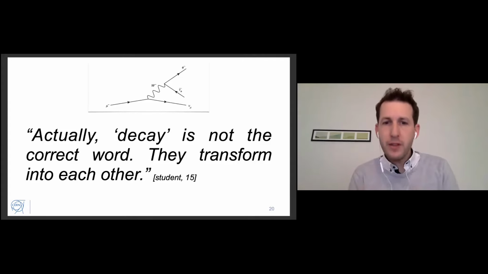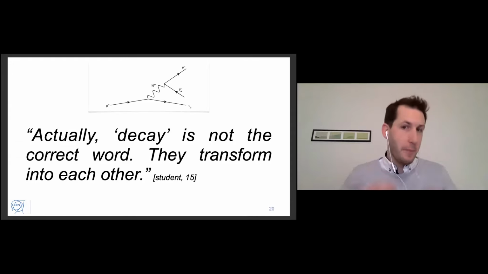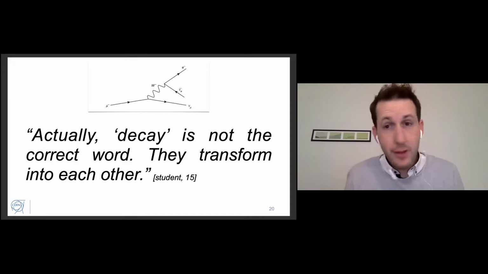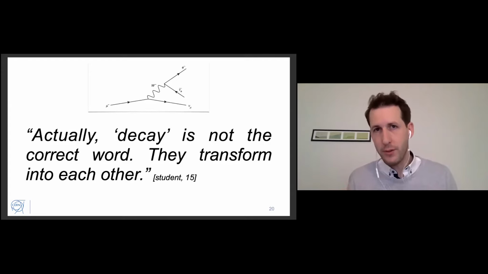So this is one suggestion that we at CERN now really use. You can also see it in our press releases. We usually use the word transformation because it just really describes this process better. And it again is just an example of linguistic accuracy that is really important.